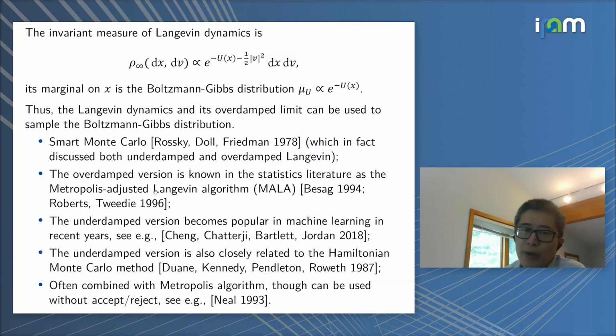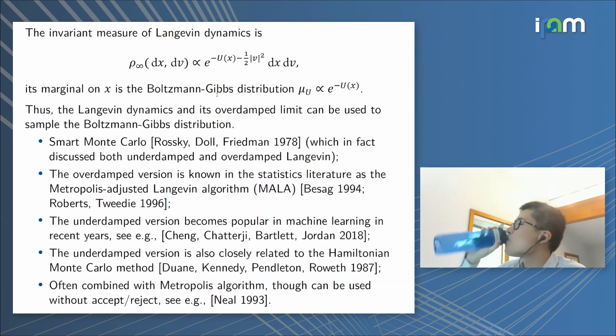And because when they rediscovered this, they dropped the "overdamped", usually in the stat world, when people say Langevin, it means the overdamped version. But as I said before, in my talk, Langevin means underdamped. Okay. And also the convergence of MALA has already been analyzed by Roberts and Tweedie back in 1996.